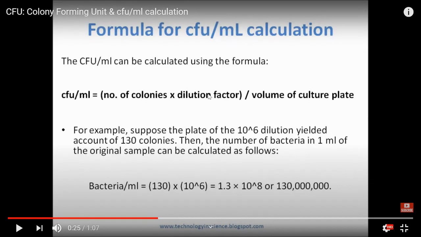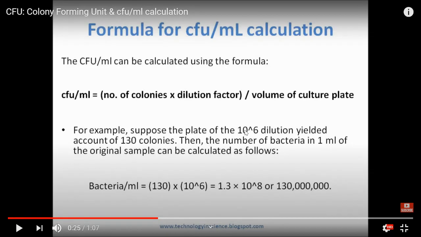If you wait to the end, then you divide by the volume that you put on the plate. And again, if it's 1 ml, this doesn't make any difference, right? Because anything divided by 1 is that same thing. Anything times 1 is still that same thing. It's only if you're using a volume different than 1 ml to put on the plate.